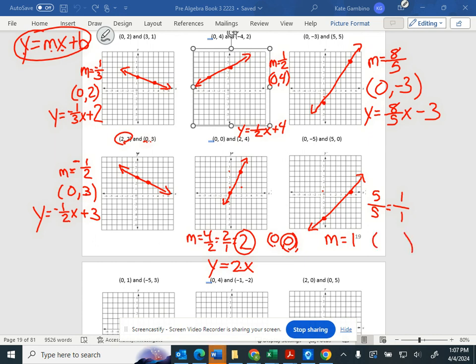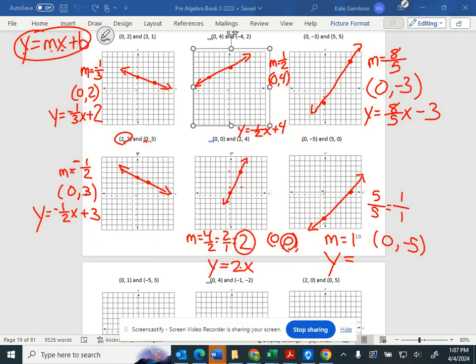What is my y-intercept? Addie: 5, 0. Is my y-intercept 5, 0? No. Why not? Because the 0 always has to be for the x. So if 0 is the x, my y is negative 5. So what is the slope-intercept form?